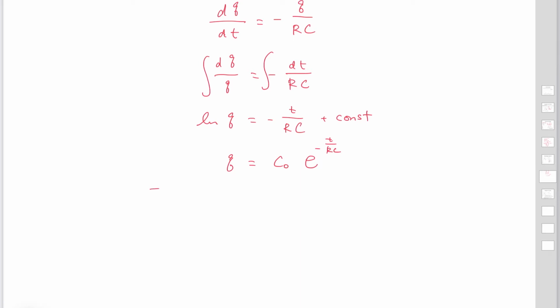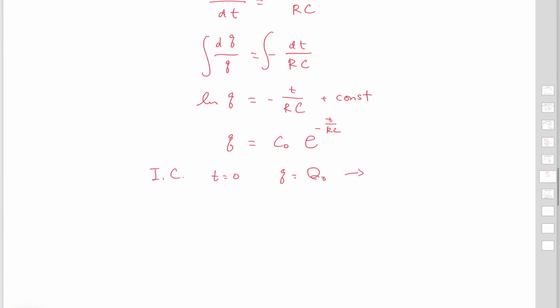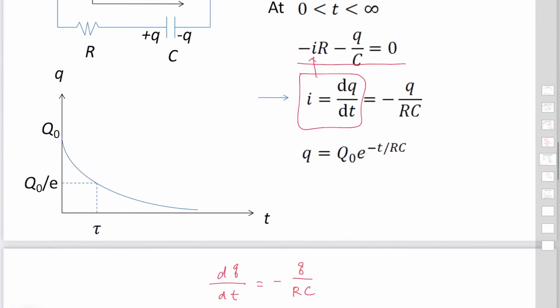So again we use the initial conditions. At t equals 0, q is Q sub 0. Then you can find that C sub 0 equals Q sub 0. So the charge on a capacitor is expressed as Q sub 0 exponential minus t over RC, or Q sub 0 exponential minus t over tau. So the charge on a capacitor is decreasing from Q sub 0, like the current in the last case.